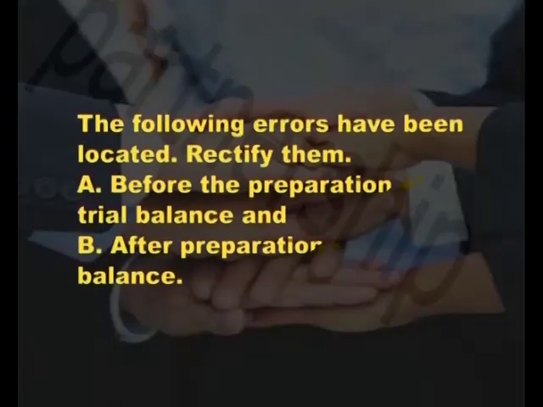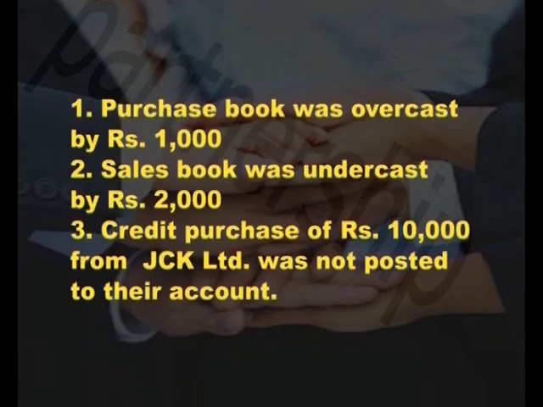Now let's see some examples on this. The following errors have been located. Rectify them: A. Before the preparation of trial balance, and B. After preparation of trial balance. First one, purchase book was overcast by rupees 1,000. Second one, sales book was undercast by rupees 2,000. Third one, credit purchase of rupees 10,000 from JCK Limited was not posted to their account.